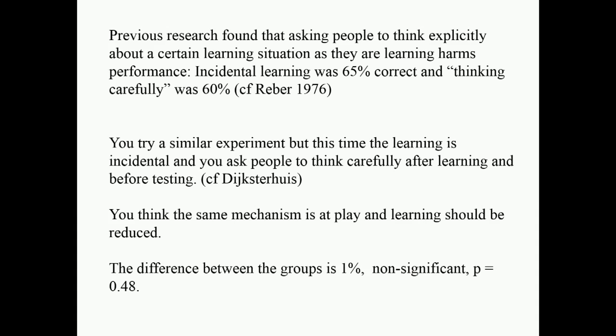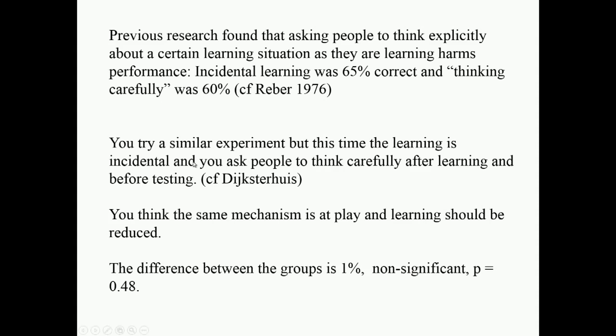So here's a concrete example. Previous researchers found that asking people to think explicitly about a certain learning situation as they are learning harms performance. Reber found this genuine effect. Let's say when you don't tell people that there's something to learn, they just sort of soak up the structure anyway. On a later test, they perform 65% correct. But when told during learning to look for the structure, they only perform 60% correct on the later test. So being too explicit, conscious about learning the structure in the situation harms your learning.